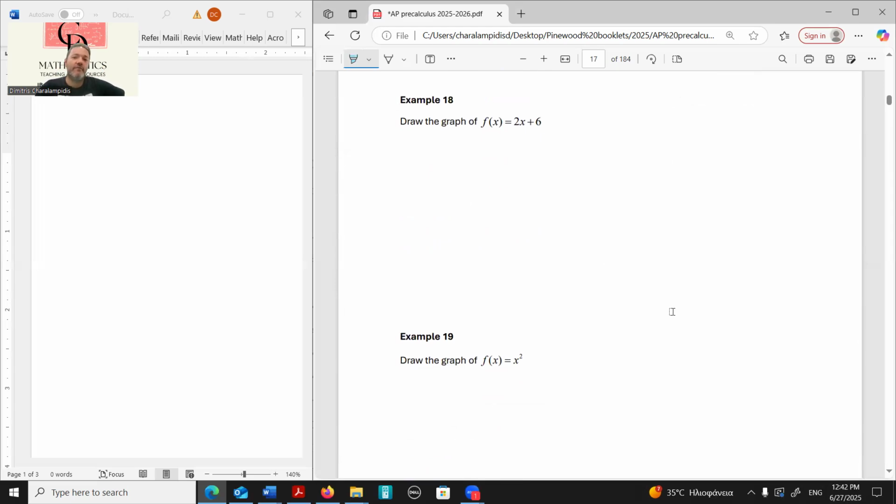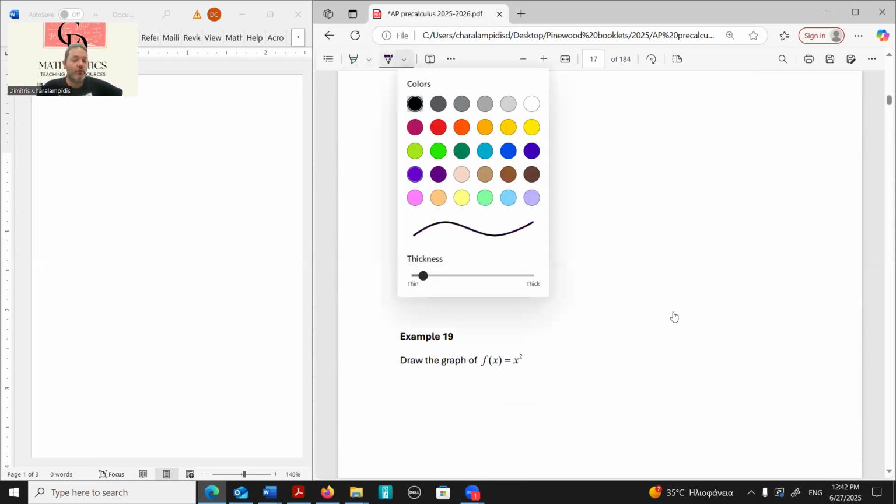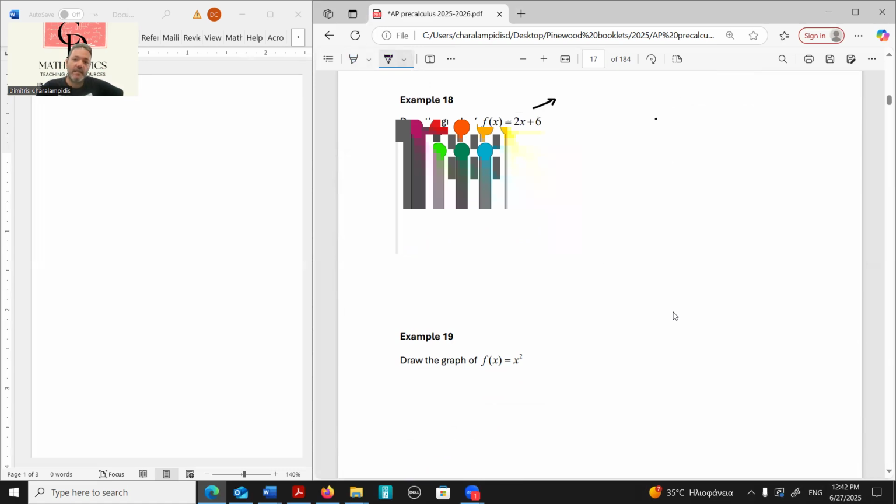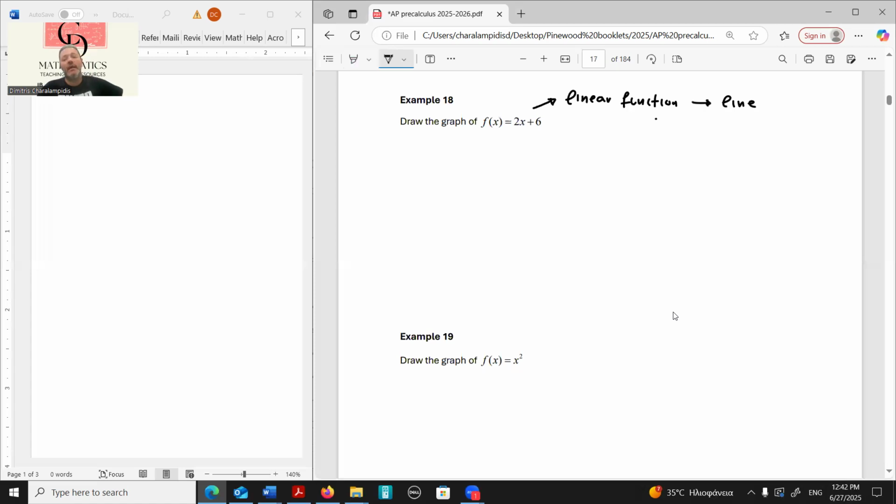Draw the graph of f of x equals 2x plus 6. Now, some of you might recognize that this is actually a linear function. Linear function means that its graph would be a line. How many points do I need to define perfectly a line? I need 2 points, and I would be done. So that's exactly what I will do. Here it's the x, here it's the y. So I'm going to assign 2 x values.